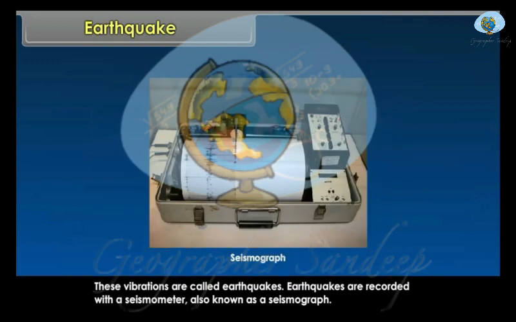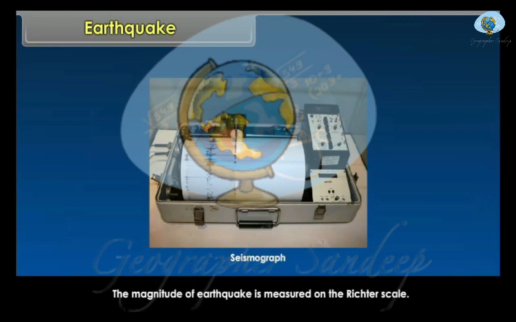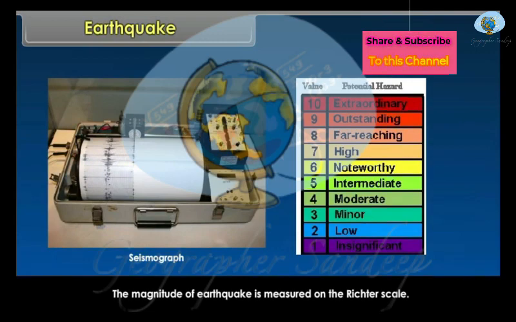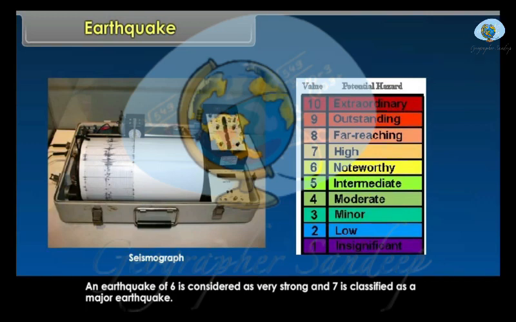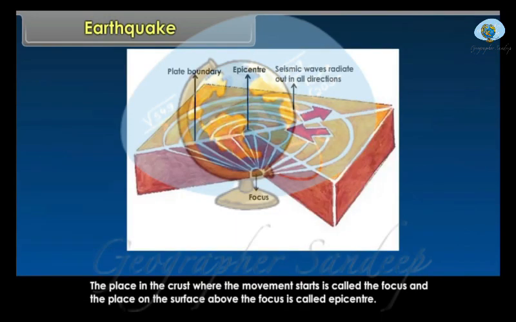Earthquakes are recorded with a seismometer, also known as seismograph. The magnitude of earthquake is measured on the Richter scale. An earthquake of 6 is considered as very strong, and 7 is classified as a major earthquake. The place in the crust where the movement starts is called the focus, and the place on the surface above the focus is called epicenter.